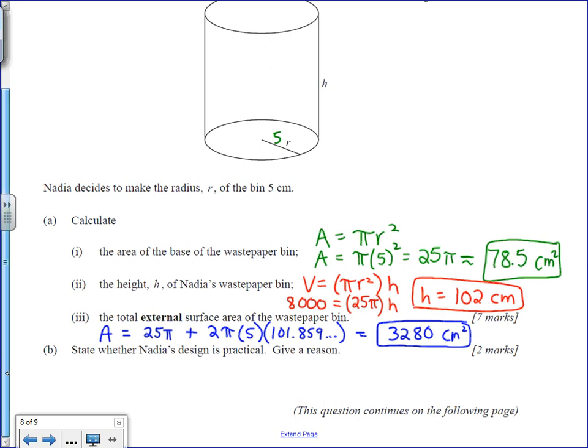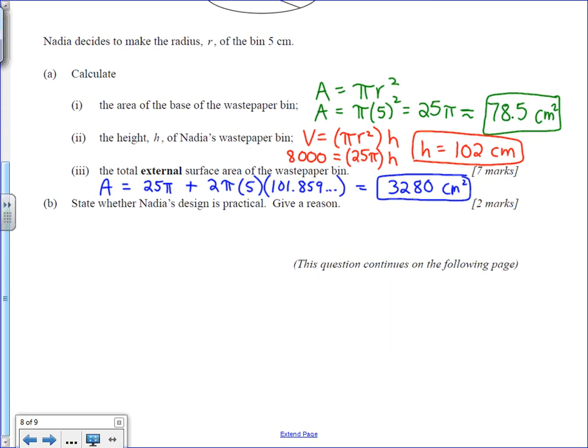So this is just sort of a reasoning question. It's worth 2 marks. I mean, you get a mark for saying that it's not practical, but then the second mark is given for having the right reason. And the reason is that it's too tall for the radius that you have. So you're going to want to say something like, no, it is too tall, either too tall given the radius or too tall and narrow, right? It's narrow because the radius is so small and the height is so tall.